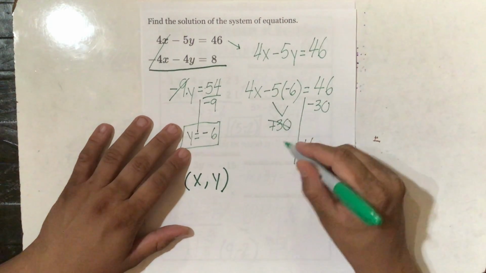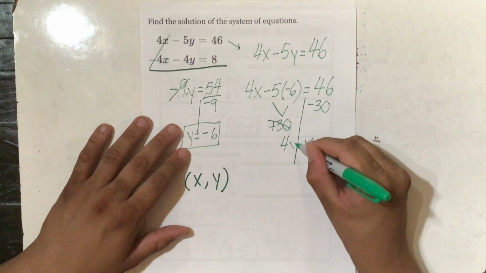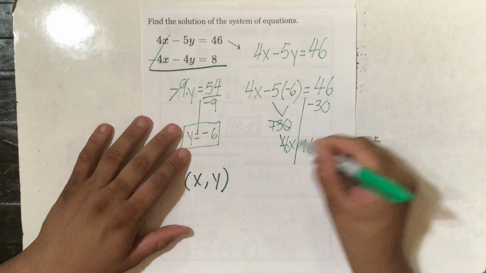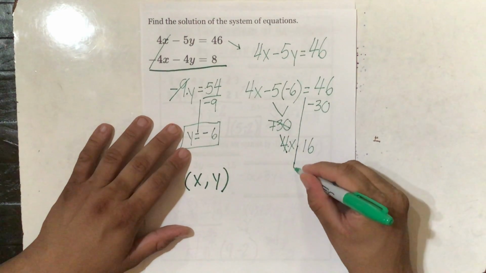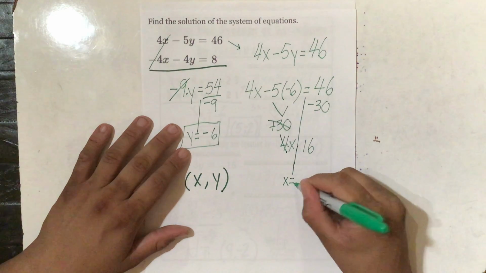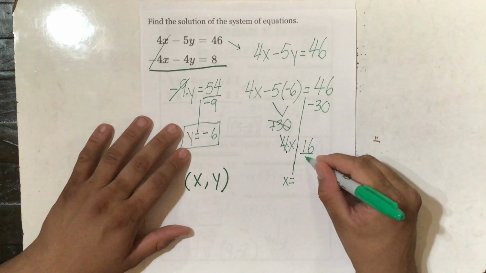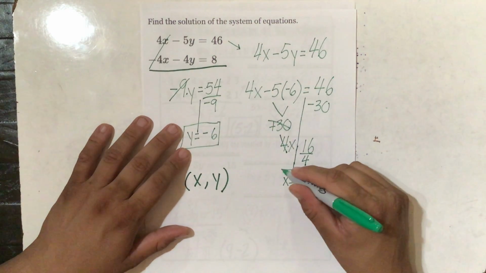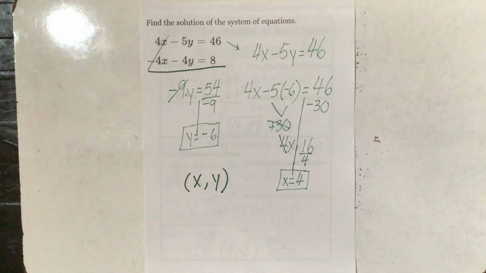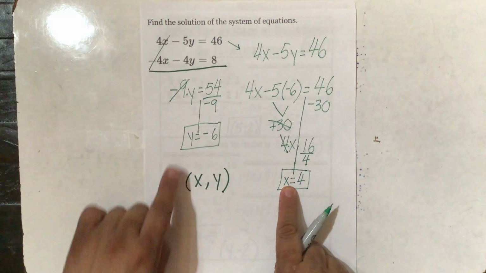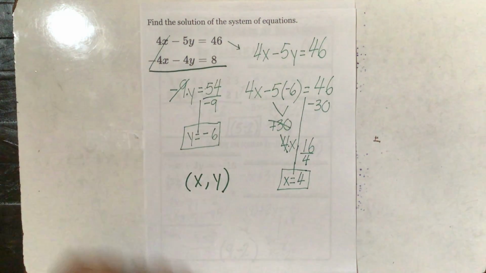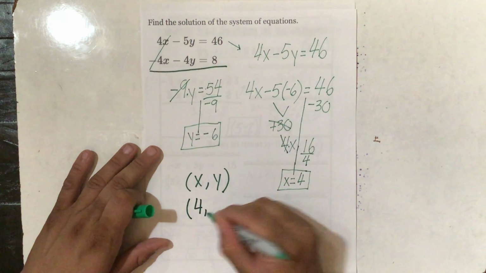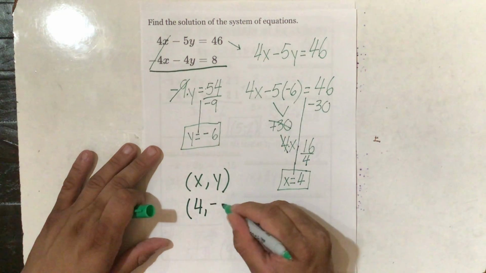Now you see this 4x? I still have it, so I'm going to bring it down like this. So this is 4 times x, so the opposite of multiplying, so I'm going to cross out 4. And my goal is to get x here. The opposite of multiplying is dividing by 4. 16 divided by 4 is 4. So look at that. I have my x and I have my y. So my final solution is x is 4, y is negative 6.